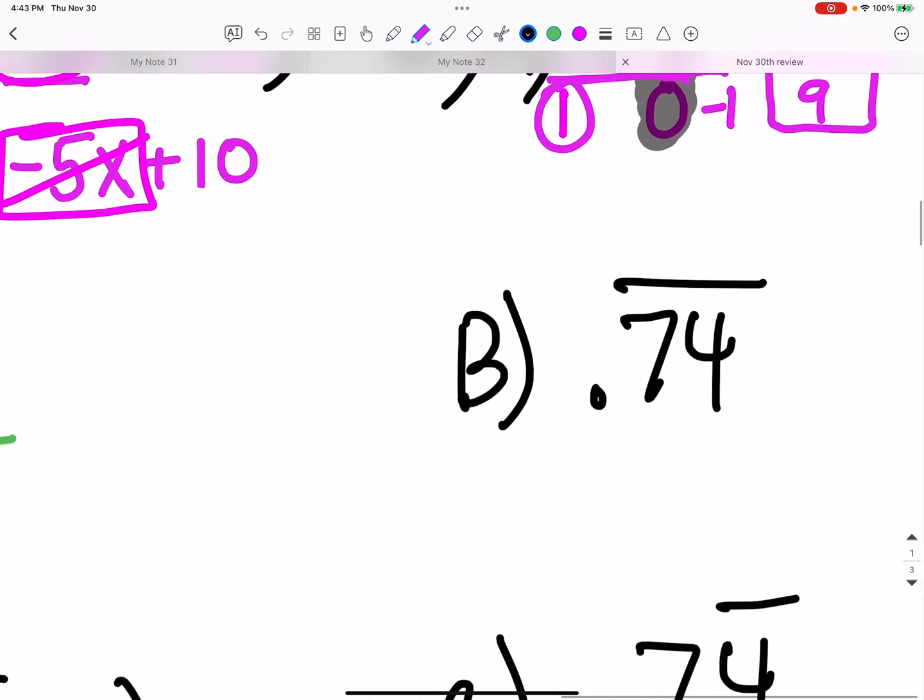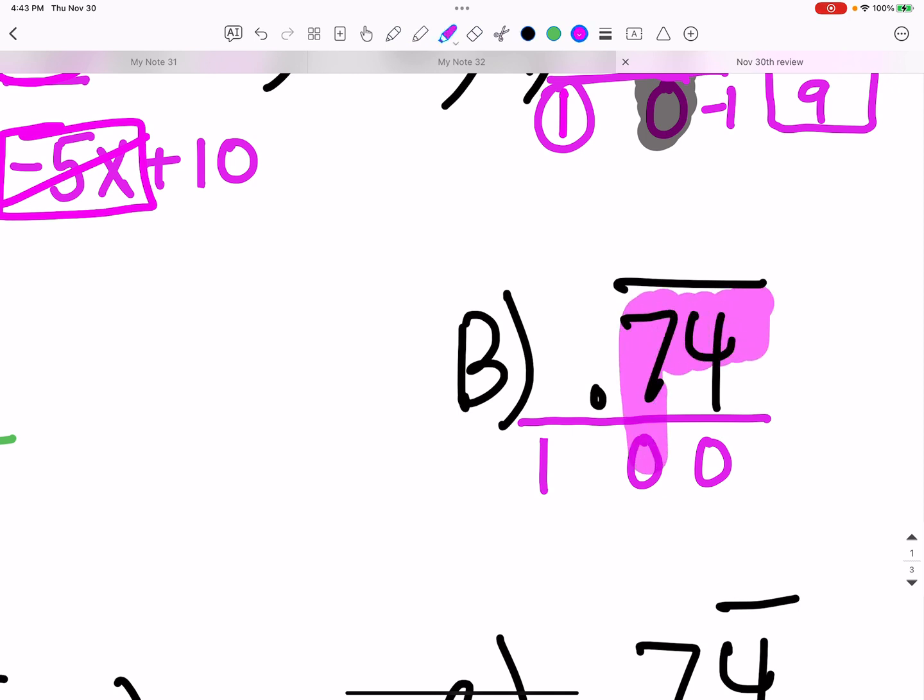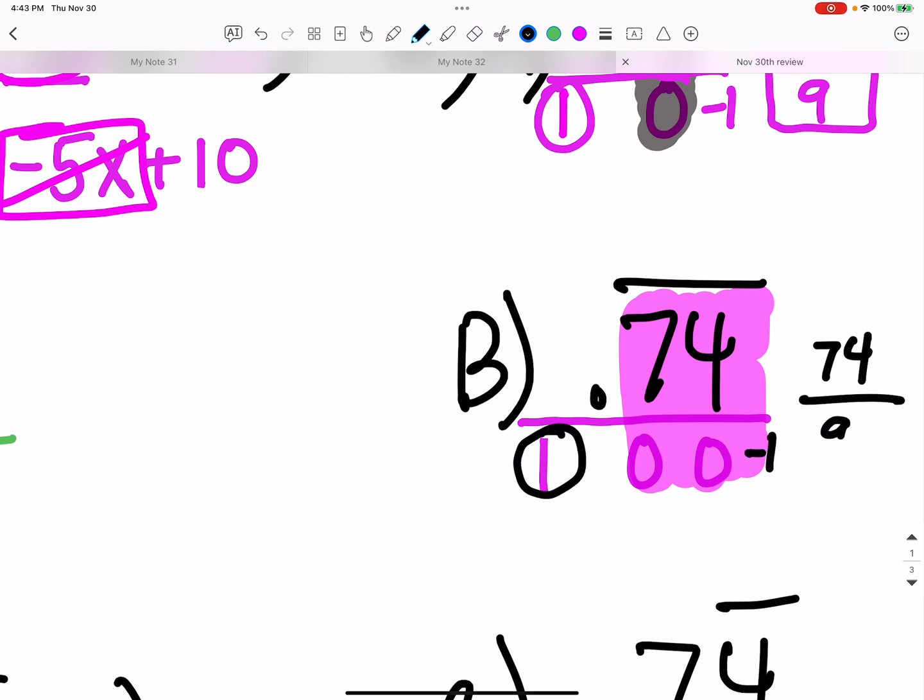Over here, this is the ones column, the tens column, the hundredths column. So this would be 74 100ths. Same thing. I'm just going to subtract whatever's not covered by the repeat sign. So for the 74, everything's covered, just 74. From the 100, the 1's not covered, so I'm going to subtract it. Minus 1 is 99, and that's the fraction.